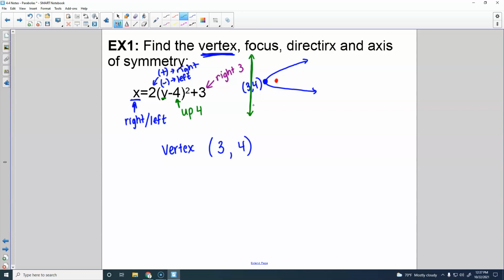So to find where the focus and the directrix are, we are going to use that formula that was over there. It's P equals 1 over 4A. And this is another formula that I am going to give you, so you don't have to have it memorized here. A is the number that's outside of the parentheses. So in this particular case, P equals 1 over 4 times 2. So that is 1/8.